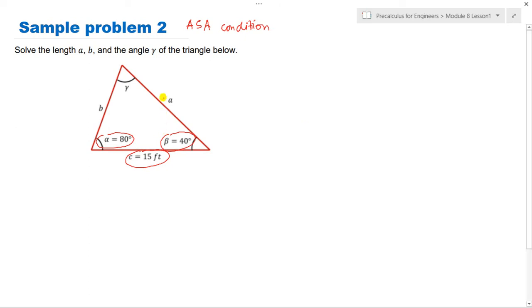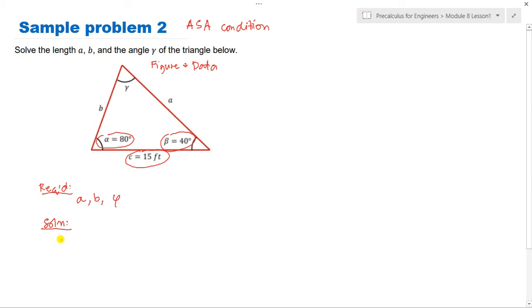So this is our figure and data. Now on side requirements. So the requirements for this problem is we have the side A, side B, and the angle gamma. Okay, so solution.